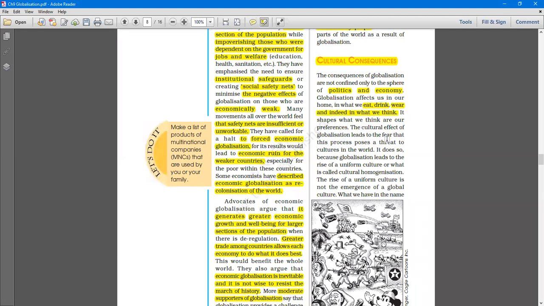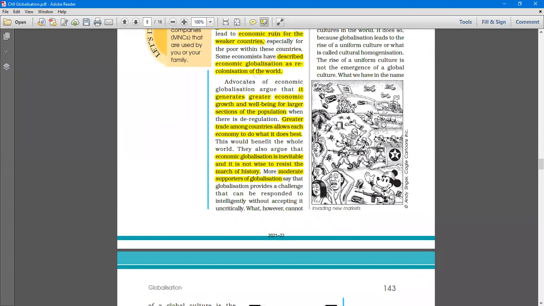Absolutely. Just take a simple example, go through this cartoon. Here in this cartoon, you can understand how new markets are being invaded. Earlier, as you know, invasion used to happen by force, by the military. But here, a few cartoons have been shown to give you that message of how Western culture, or the Westernization of the world, is happening.